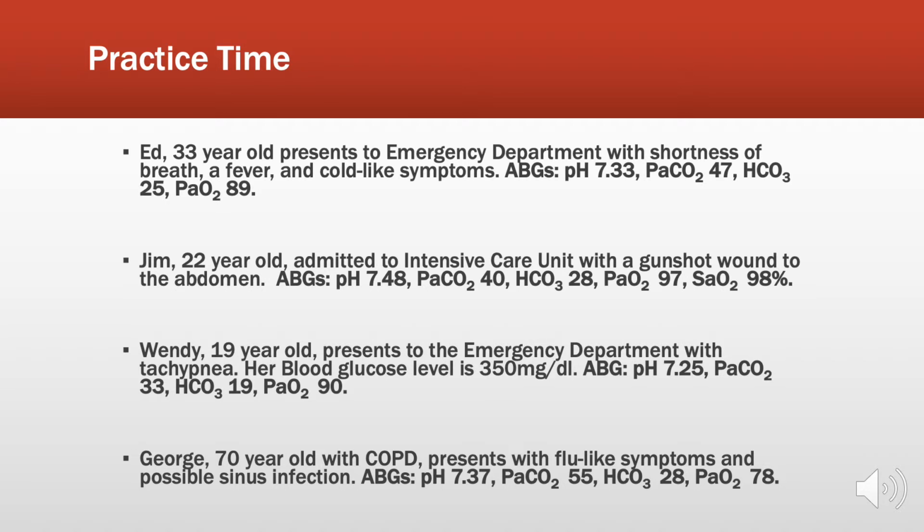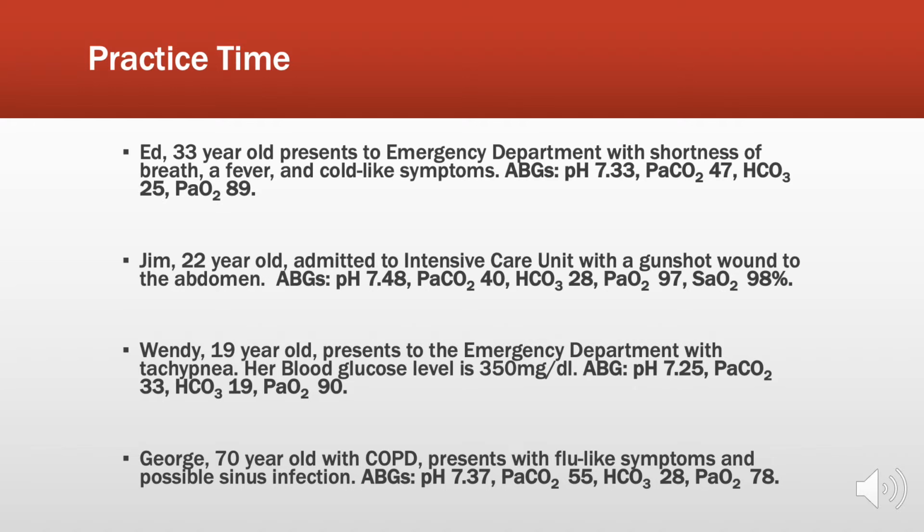Next is Jim, 22 years old, admitted to the ICU with a gunshot wound. Now in Jim's case, when we look to his oxygen status, his PaO2 is also normal, so luckily no hypoxia. His pH is slightly high, so an arrow will be upgoing. His CO2 is normal, so no need to consider that. His bicarb is also slightly high, so the arrow would be pointing upward. With no hypoxia present, if we use ROME, respiratory opposite metabolic equal, we have arrows pointing in the same direction. We would consider that to be metabolic equal. So Jim is in a state of metabolic alkalosis.